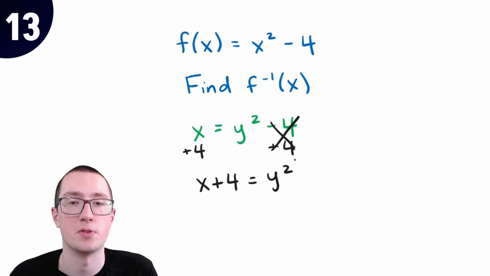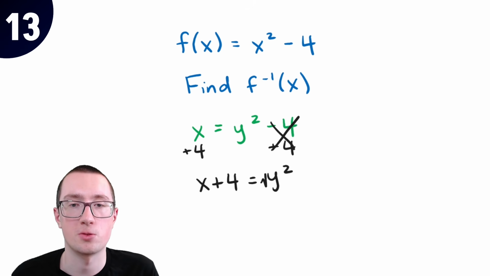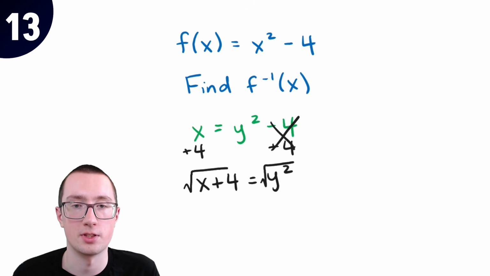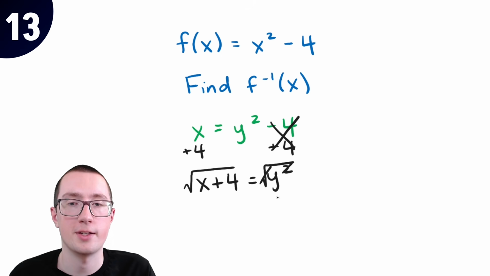Then we just need to get rid of this squared next to y. So I'm going to do the opposite of squaring, which is square rooting. So I'm going to square root both sides. So the square root and the squared cancel.